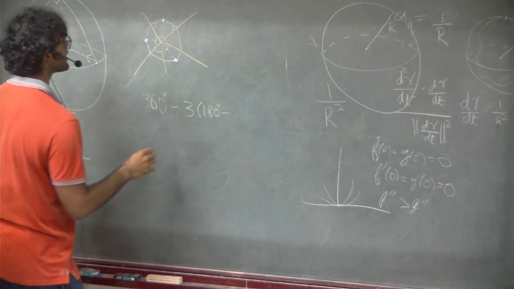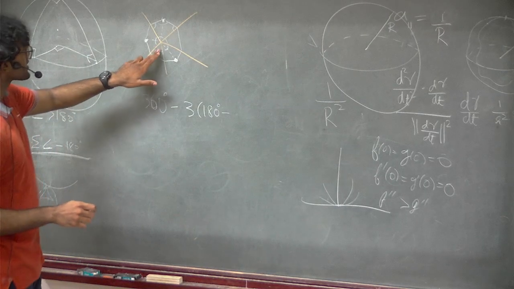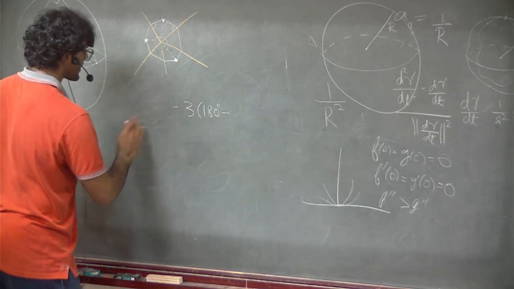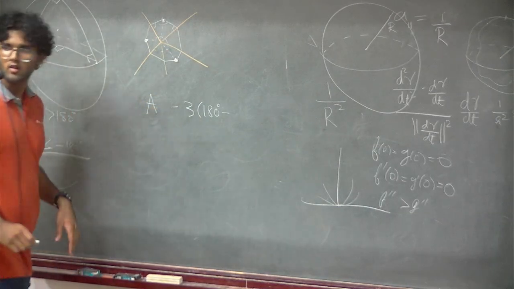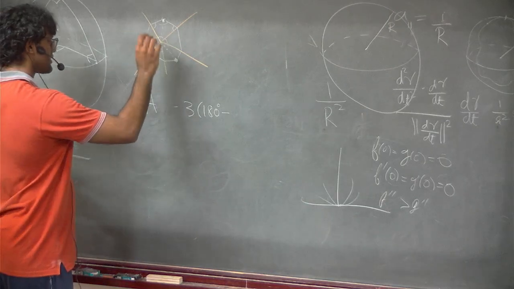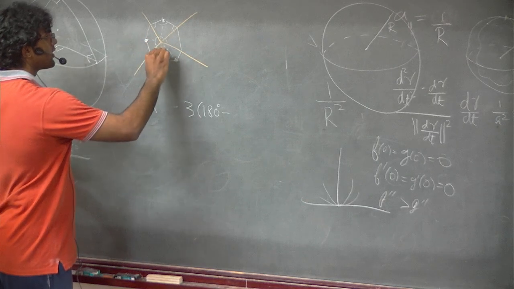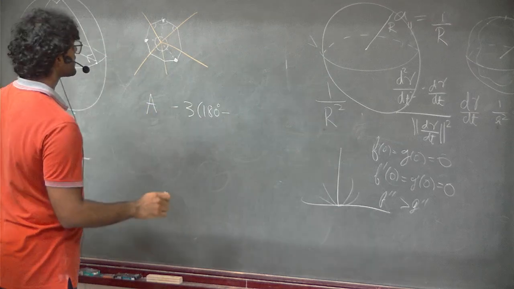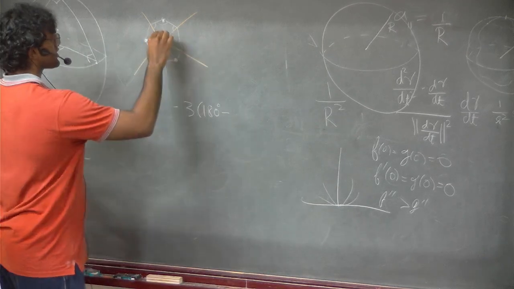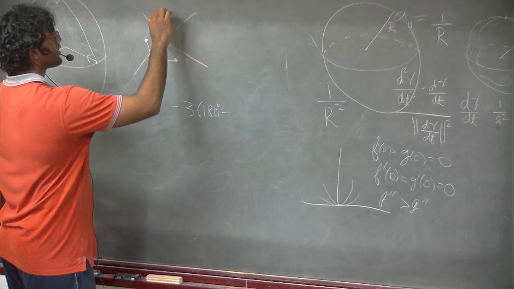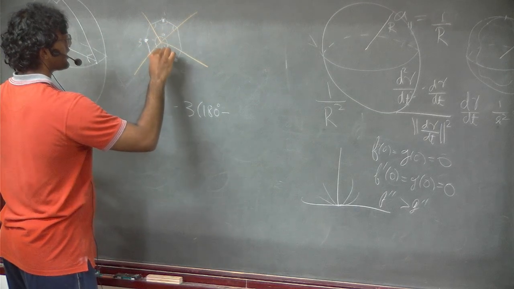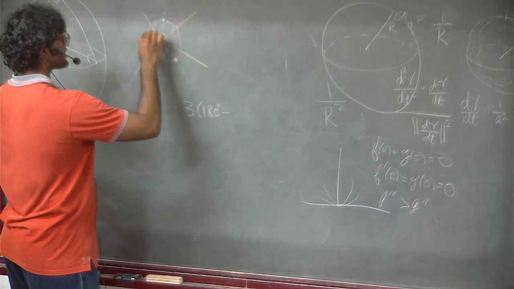Oh, sorry, this will not be 360. Sorry. Let the sum of these angles be some A. And so let's say the 3 angles, angle 1, 2 and 3. And again you take little a, little b, little c.